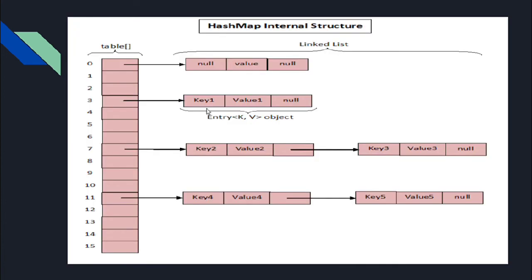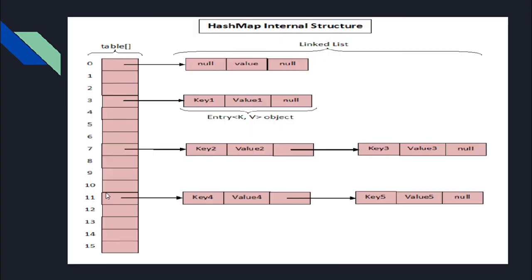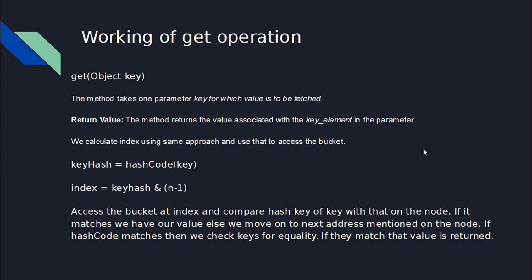Whereas if I pass key 3, key 3 is passed to hash code, we apply the hashing technique and get the index. We go to index 7. At index 7 we get the key 2. We compare the hash code. If the hash code doesn't match, we move on to the next node. On the next node we again compare the hash code. If the hash code matches, then we compare the keys. We have passed key 3, and on this node we again have key 3. Both the keys match, so we return the value 3. That's how we read a value from our hash map.